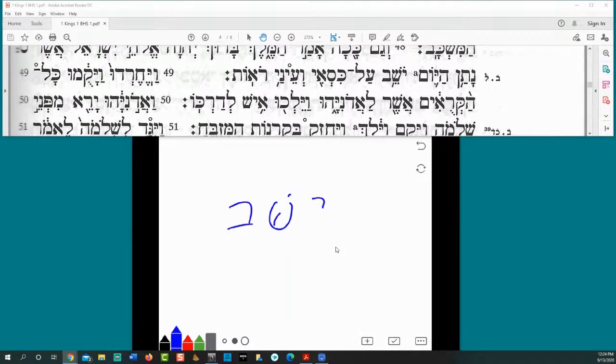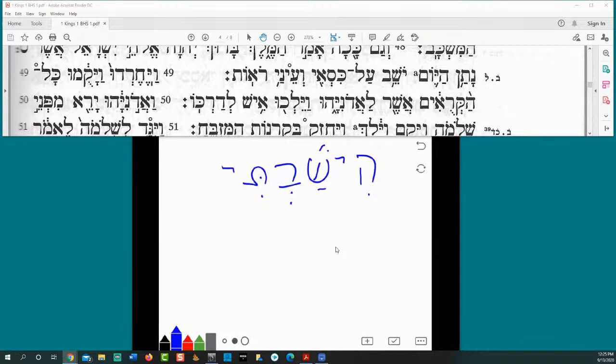But yashav. What happens is this first yud goes back to an original first vav, or wow. So you'll see this yud will essentially extend down into a vav. So instead of something like hishavti, what you will get is hushavti.